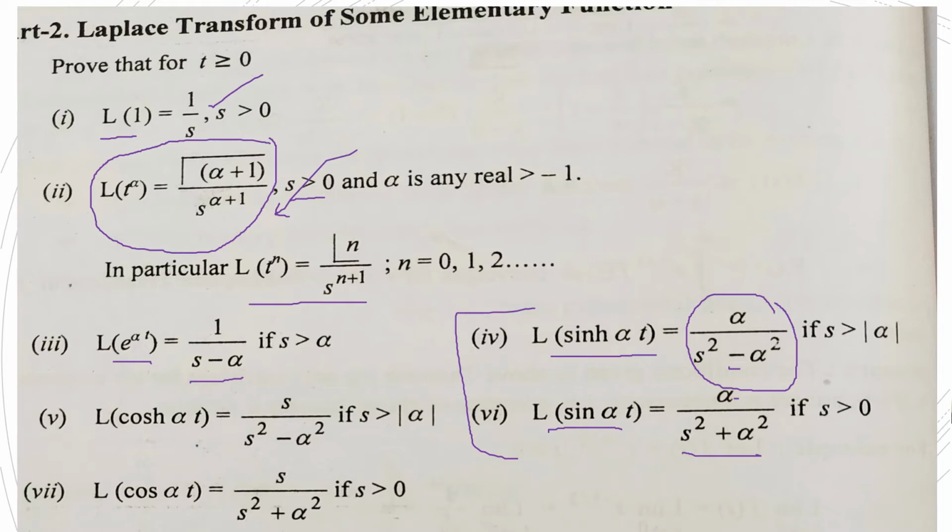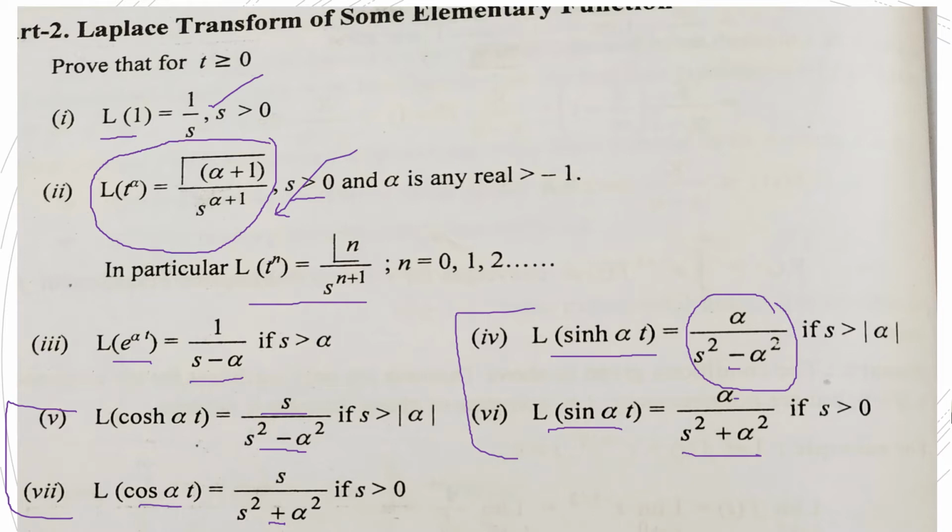Similarly, we have the other two formulas. Laplace of cos hyperbolic function has the formula s upon s square minus alpha square. But for the formula of cos alpha t, here it becomes a plus sign. So these two formulas are similar and these two formulas are very similar. Now we have to prove all these formulas. You can prove each of these 7 formulas using the definition explained in the first slide.